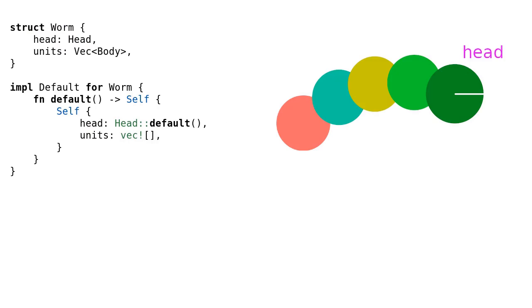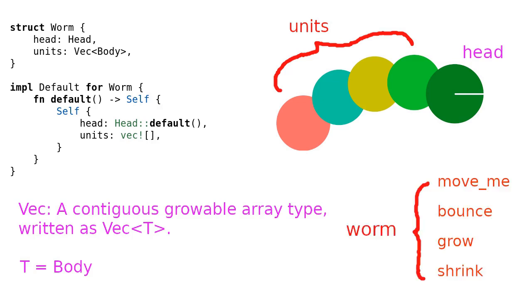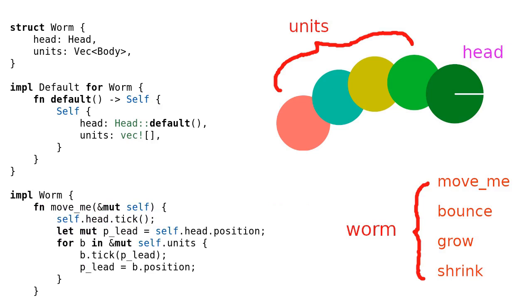The head is the same as in our previous code. The units field is a vector containing bodies. As we already know from our previous videos, a Rust vector is a continuously growable array. Currently, t equals body. We are going to implement 4 functions for worm, moveMe, bounce, grow, and shrink. Let's start with the first one, moveMe.